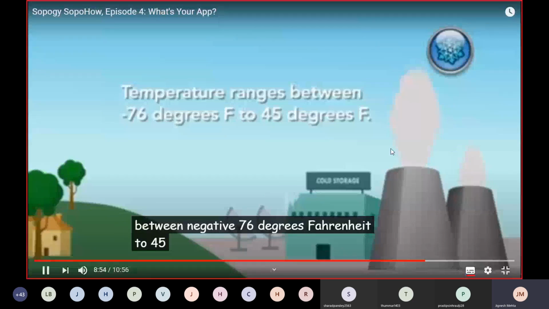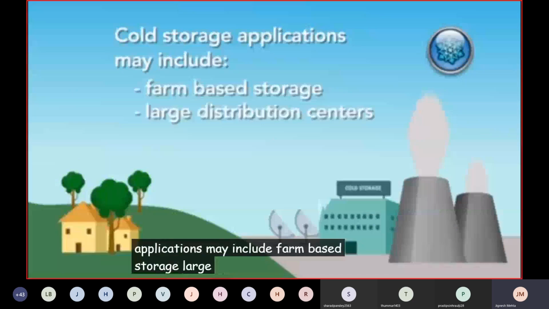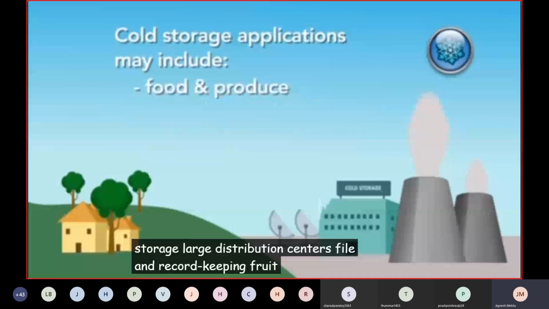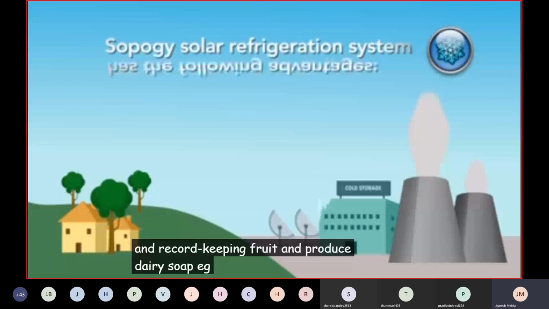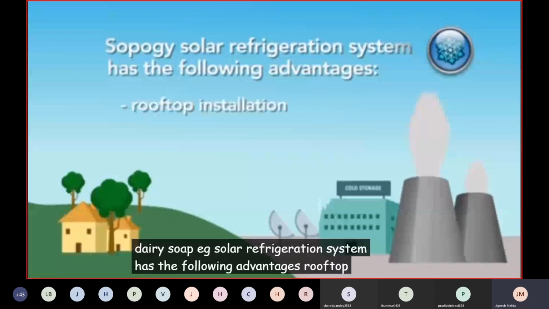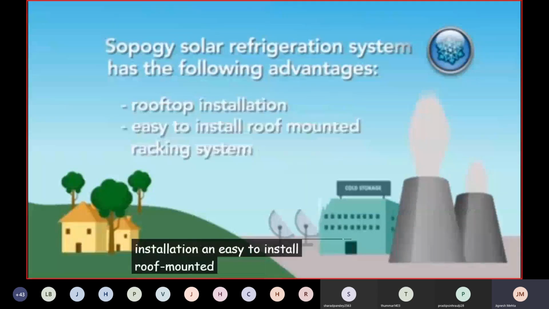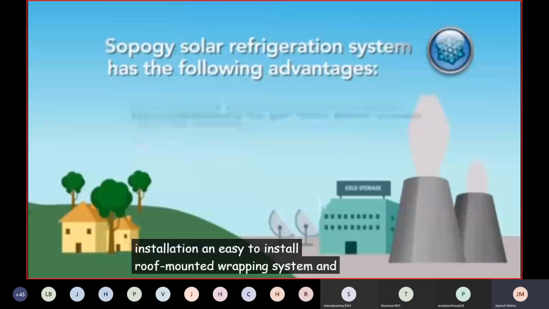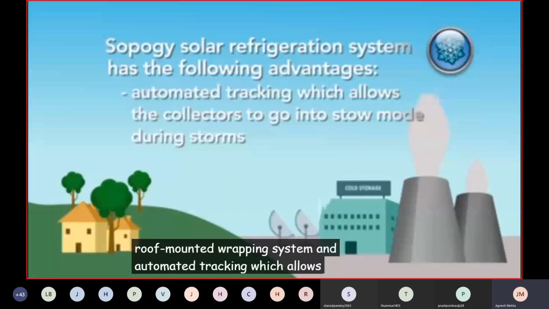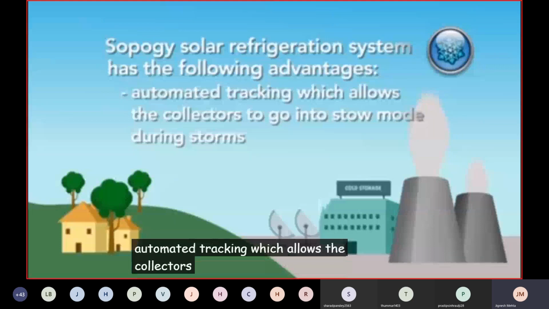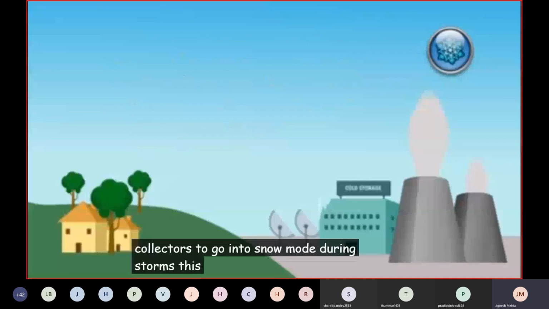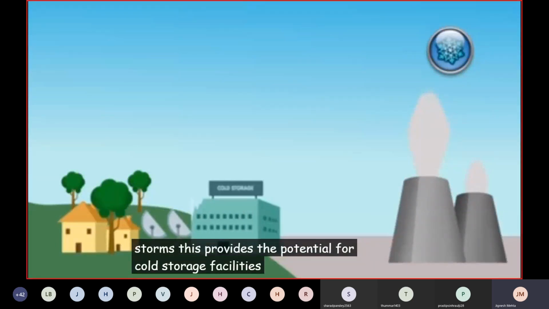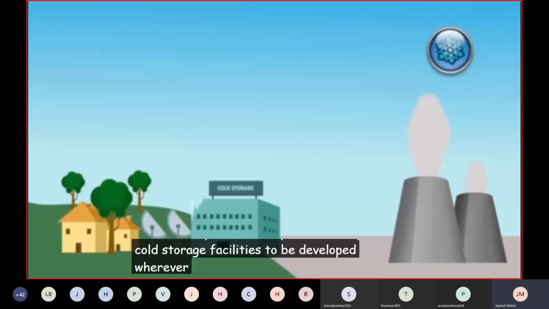Cold storage applications may include farm-based storage, large distribution centers, file and record keeping, food and produce, dairy. Sopogy's solar refrigeration system has the following advantages: rooftop installation, an easy-to-install roof-mounted racking system, and automated tracking, which allows the collectors to go into stow mode during storms. This provides the potential for cold storage facilities to be developed wherever the best and most opportune locations may be.